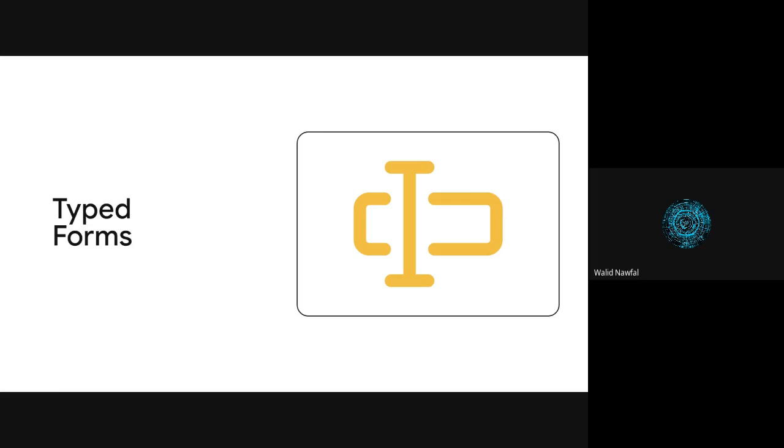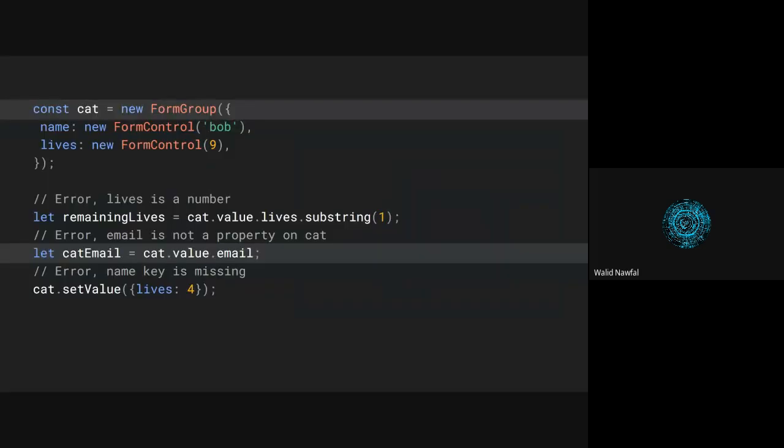Let's have a look at a small component which illustrates how the Angular framework itself handles type checking. Here we have a const cat, which is an object instance of a class, a FormGroup. And this FormGroup has two form controls. It has a name field and a lives field. The name is the key, and of course Bob is the actual value of this key. And lives is another field, and the actual value of this key, lives, is 9.